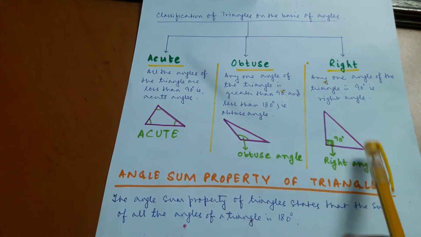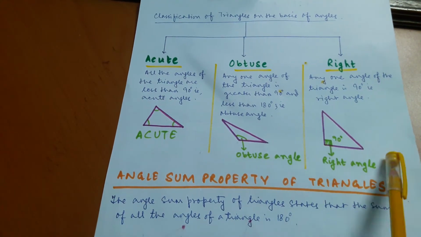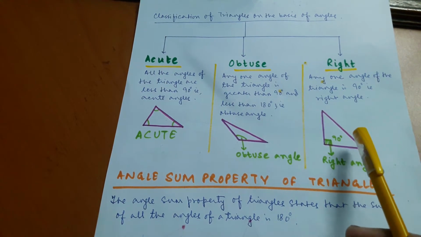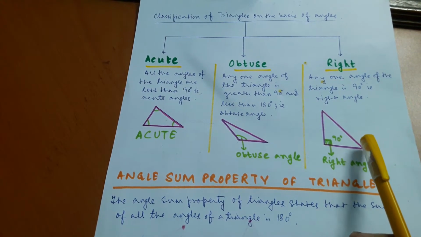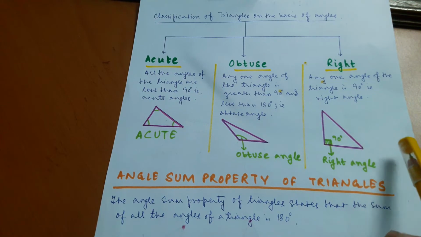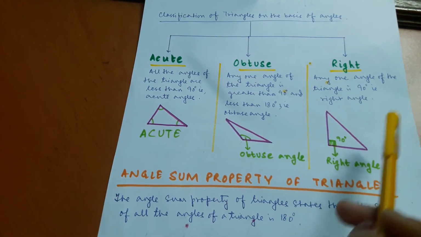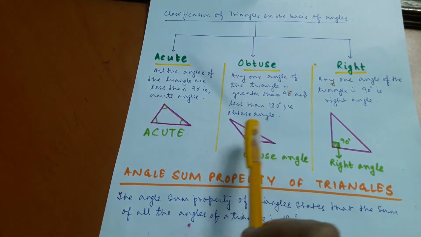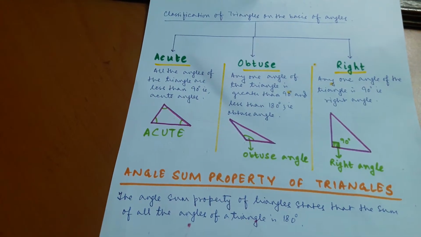क्योंकि अगर two angles right हो जाए तो 90, 90, 180 तो खत्म, और एक एंगल तो कुछ बचा ही नहीं, मतलब जीरो, and it is impossible. An angle of a triangle cannot be zero. So right angle triangle means only one angle of the triangle has to be a right angle. For obtuse, only one angle has to be obtuse angle.